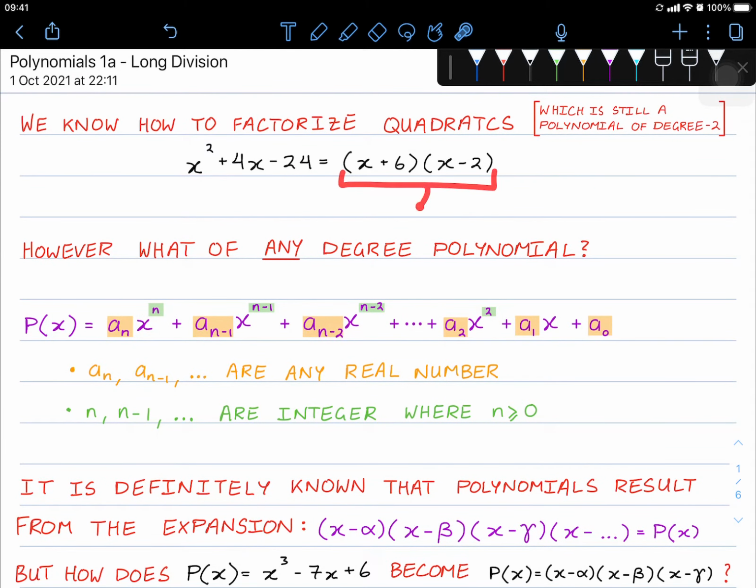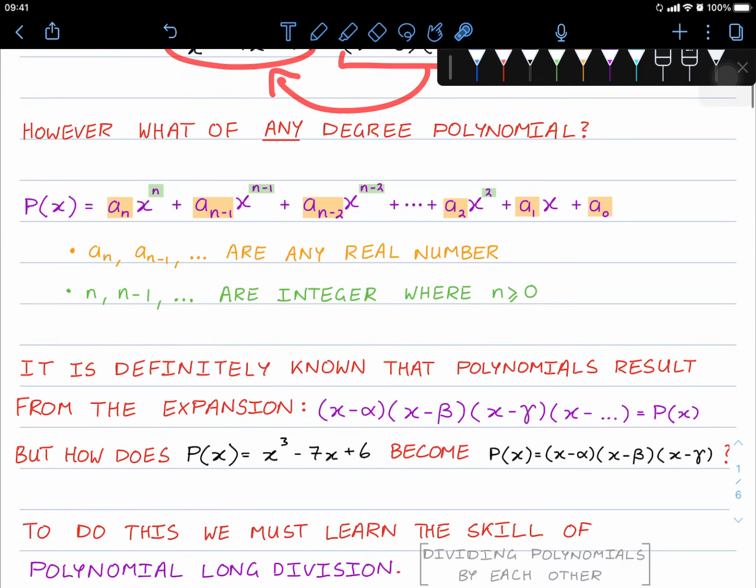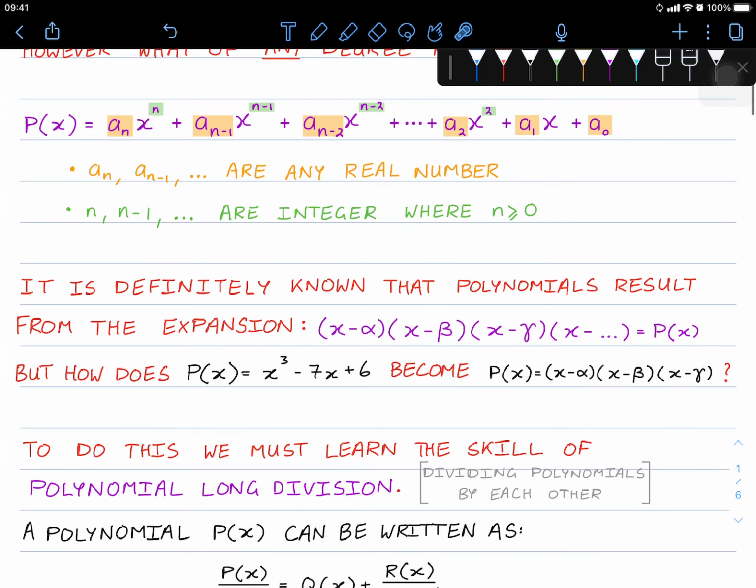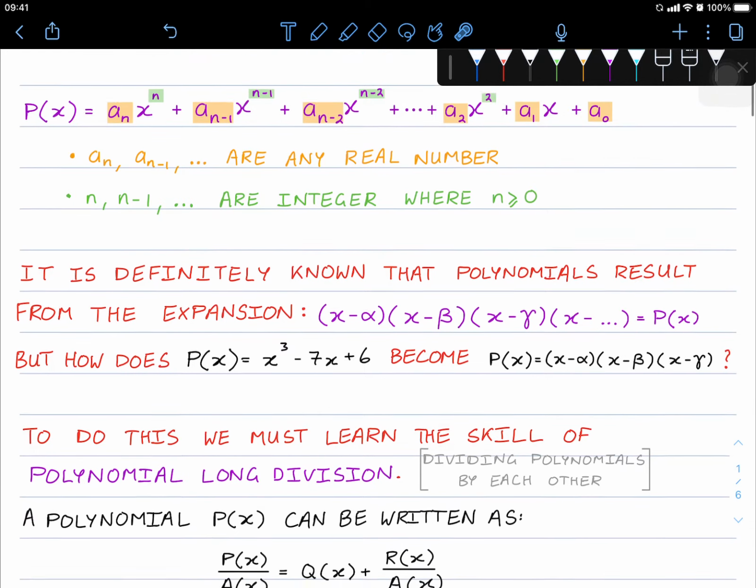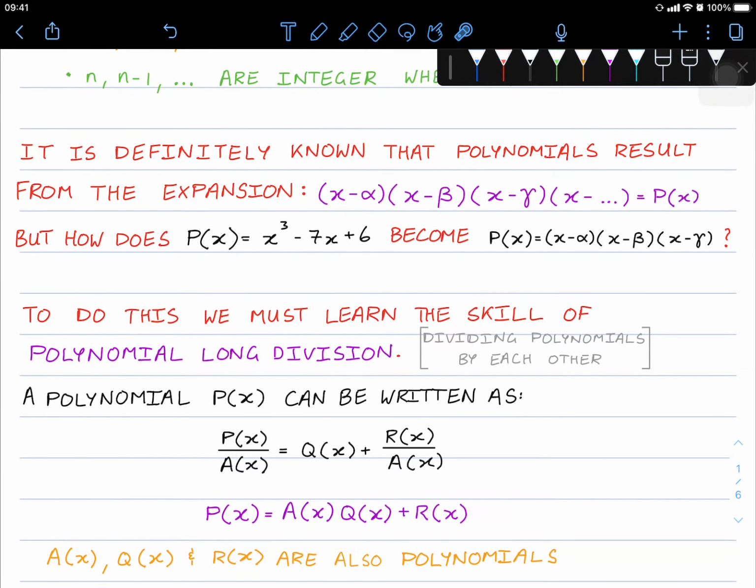If we expand this, we get this expression here. But how do we go from the expanded to the factorization? In order to do this, we must first learn the skill of polynomial long division, which essentially means we're going to take one polynomial and divide it by another polynomial. And on top of that, there's a bit more theory, but this is the first skill we're going to be learning here.